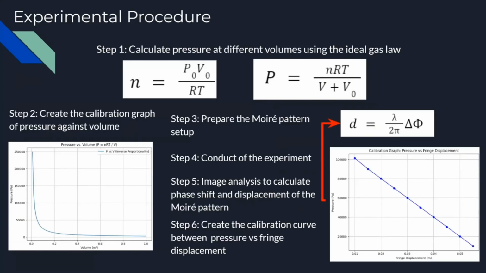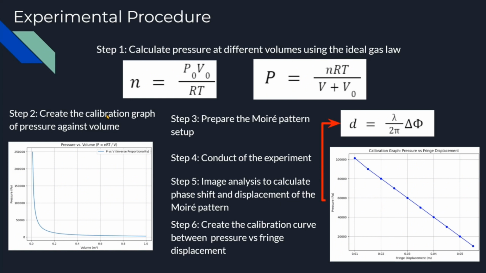For the experimental procedure of our experiment, we will first start by calculating pressure at different volumes using the ideal gas law, PV equals nRT. To do so, we will first have to find the initial volume and temperature of the gas inside the balloon. And with these initial conditions, we can obtain the value of n. And then simply vary our independent variable, the volume. We can calculate for our pressure P with the following formula.